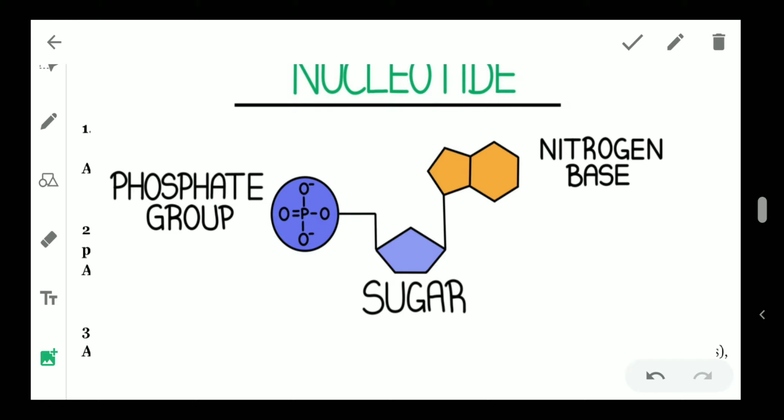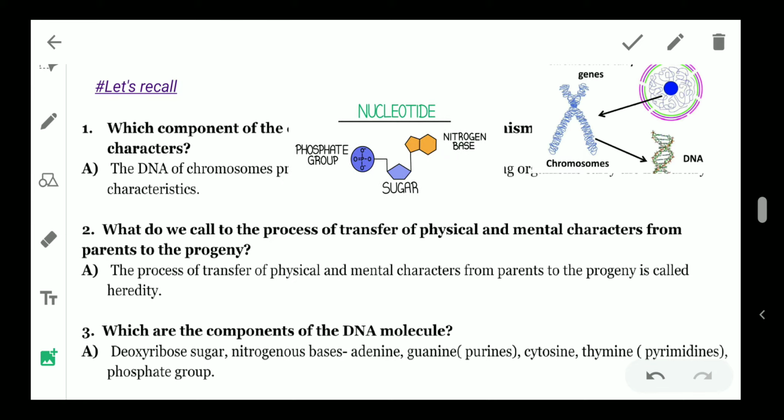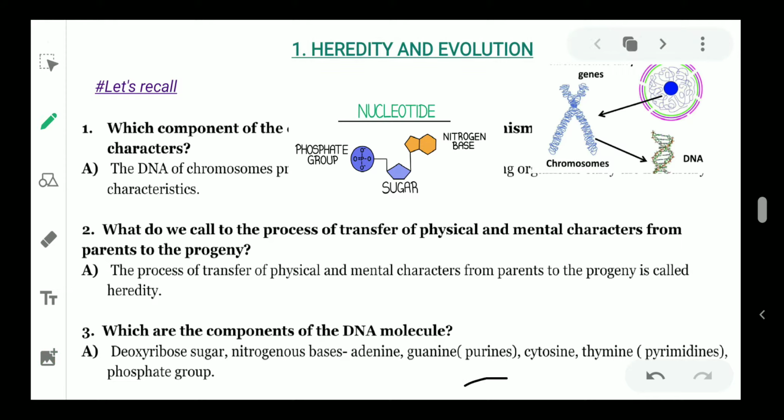Okay, and nitrogenous bases are of four types. Which are the four types? They are adenine, guanine, which are known as purines, and cytosine, thymine, which are known as pyrimidines. Okay, so these are the main components of DNA: deoxyribose sugar, nitrogenous bases like adenine, guanine, cytosine, thymine, and the phosphate groups. Okay, so this was all about recollecting what we had studied in our previous year.